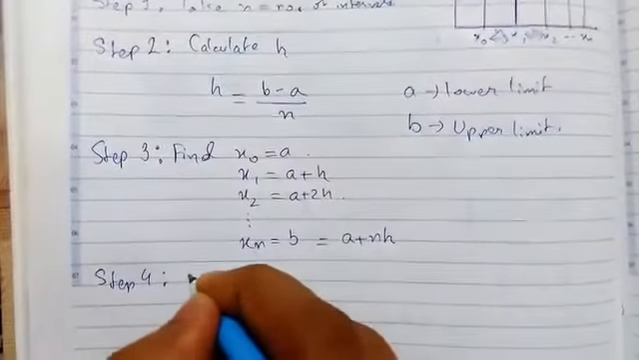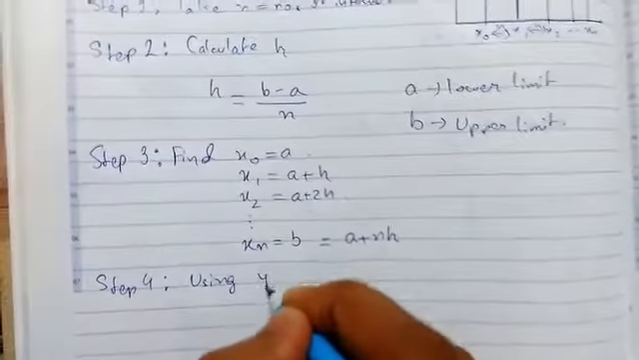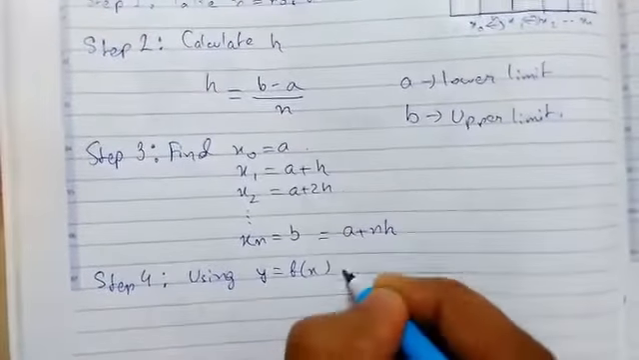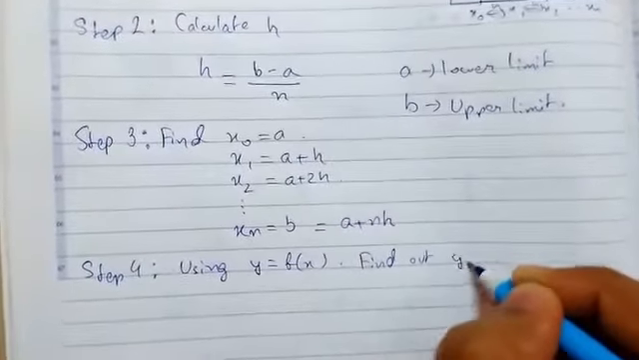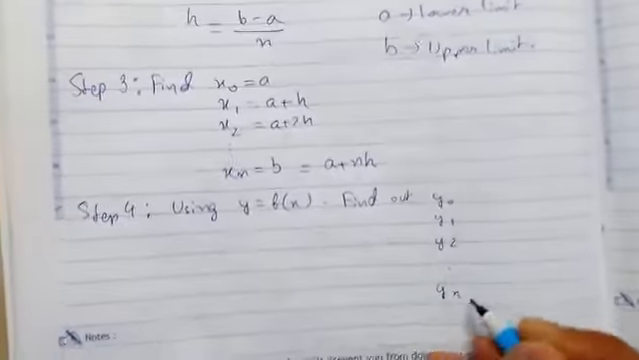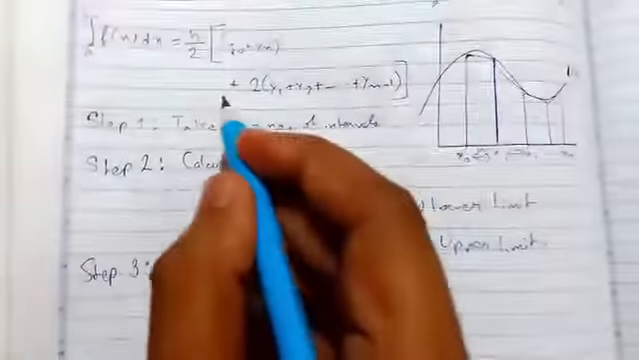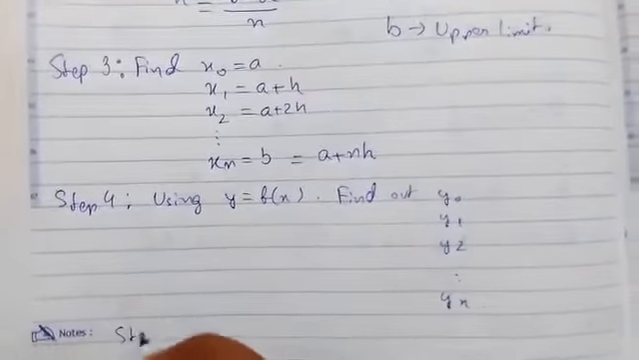Now step 4, you need to find the values. Using y equals f of x, you need to find out the values of y0, y1, y2 and up to yn. Now finally you will use this formula. Sometimes it is also written like this. This is the final step.